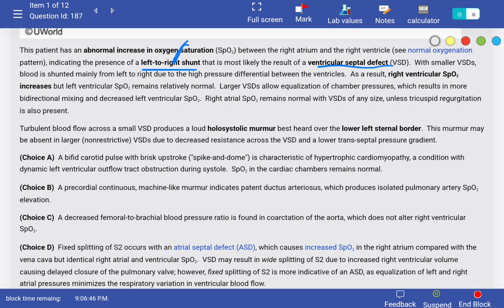With smaller VSDs, blood is shunted mainly from left to right due to the high pressure differential between the ventricles.